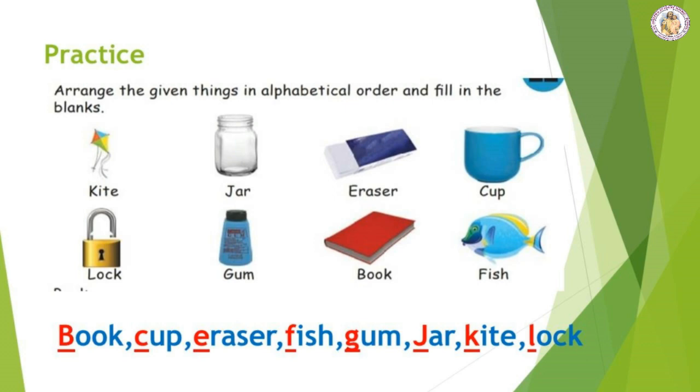So next you have to write J. Next alphabet, what? After J, K. Does any name start with K? Yes, kite is here. So you have to write K. Next to K what will come? L. Yes, does any name start with L? Yes, it is lock. Yes, this is a way of arranging the names of the things in alphabetical order.